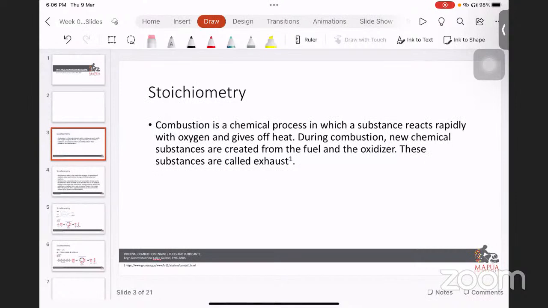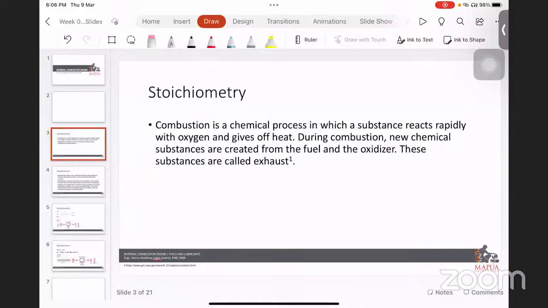So to start with, can I have a volunteer to read this one for me? Anyone? Yes, sir. Anyone to help me read?